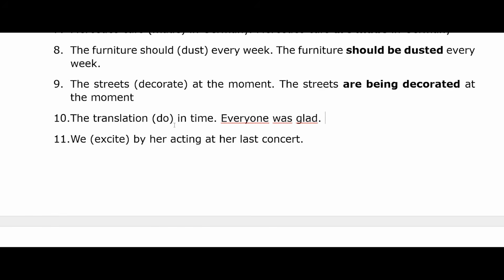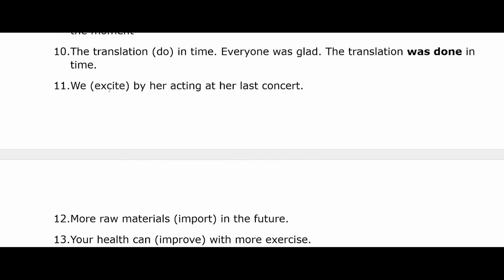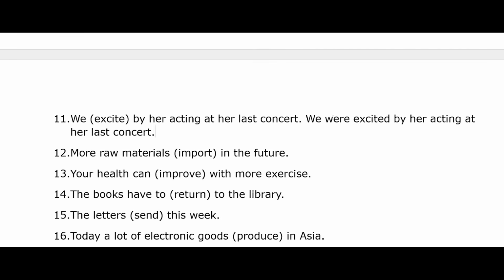The translation in time. Everyone was glad. It indicates that it's just the past. The translation was done in time. Everyone was glad. Next is excite. Here it sounds like an adjective. It's actually a very bad example, but let it be. We were excited by her acting at her last concert. We were excited.